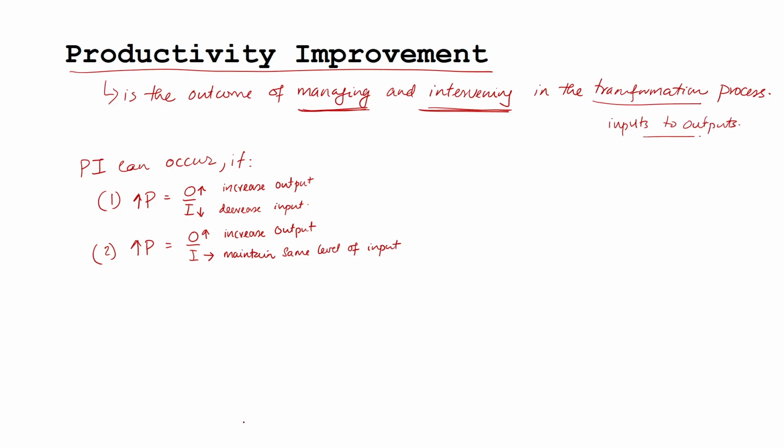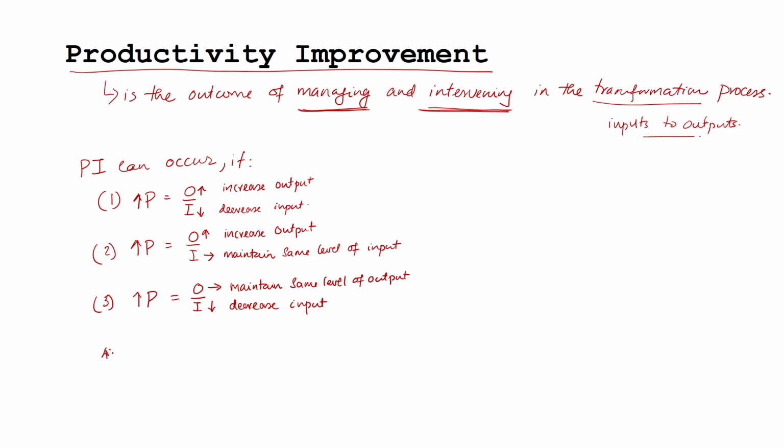Okay. So, you can increase the output while maintaining the same level of input. Number three, you can increase the productivity, again with output over input, where you maintain the same level of output while you decrease the input. Maintain the same output, same level of output, decrease input.